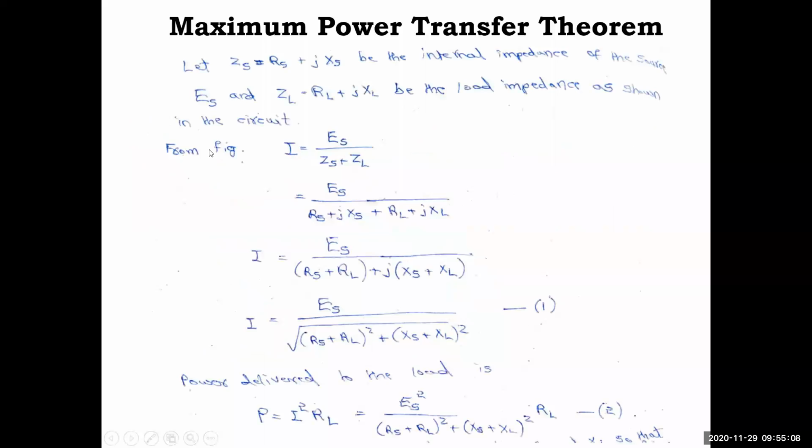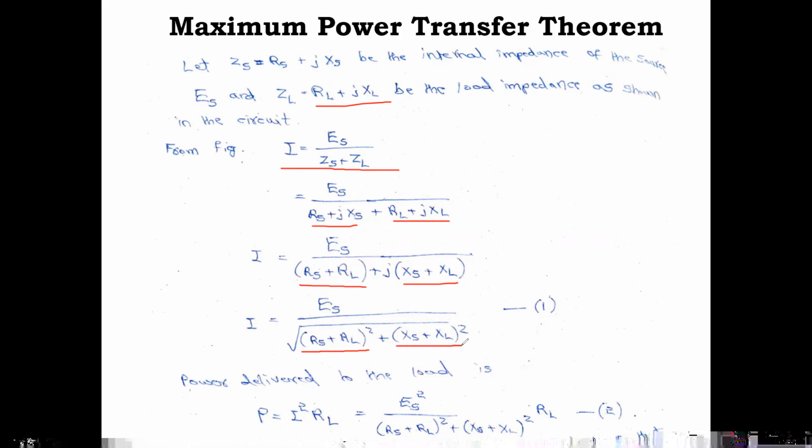Same way. So let ZS equal to RS + jXS, that's what I showed you, be the internal impedance of the source, and source ES, and ZL equal to RL + jXL be the load impedance as shown in the circuit. This is the sentence you have to write first. Then from the figure, I is equal to ES by (ZS + ZL). So substitute for ZS and ZL, RS + jXS, RL + jXL. Group the real parts and imaginary parts. So you'll get ES by (RS + RL) + j(XS + XL). Now take the magnitude here. So I is equal to ES by the square root of the real part square, (RS + RL)², plus imaginary part square, (XS + XL)².